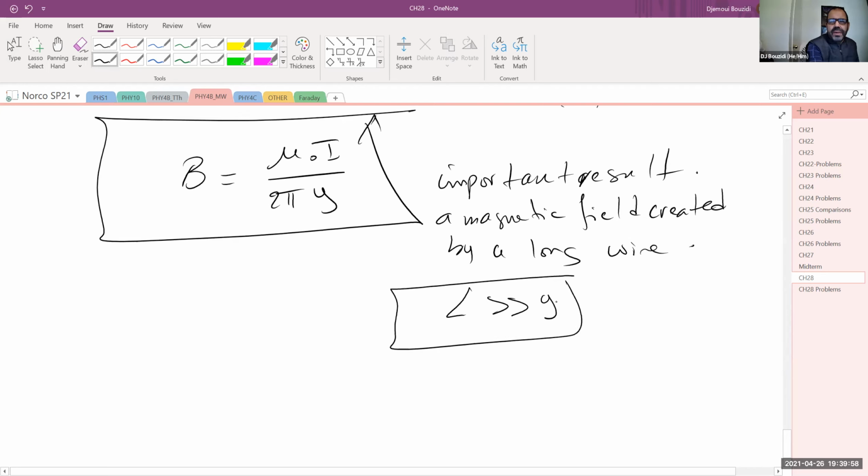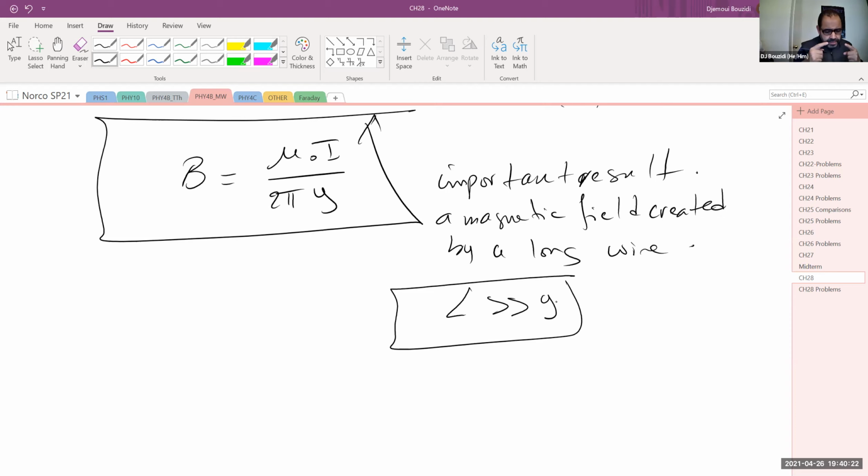As a matter of fact, it doesn't have to be that big. If the wire is 1 meter long, just probably 5 centimeters away from it, 10 centimeters away from it, this expression would work beautifully for the magnetic field. So this is how to find the magnetic field for an infinite wire.